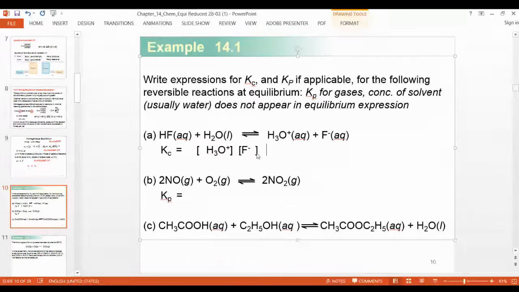This is divided by the product of the same reactant here, but this water you will not write in this expression. Only write HF, because the water is a liquid here. In this reaction we consider the water as a constant, so you will not write water here, just HF raised to the power 1. Here in this reaction all coefficients are 1, so no need to write.